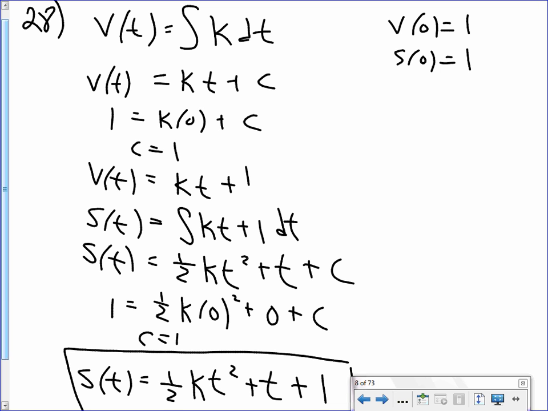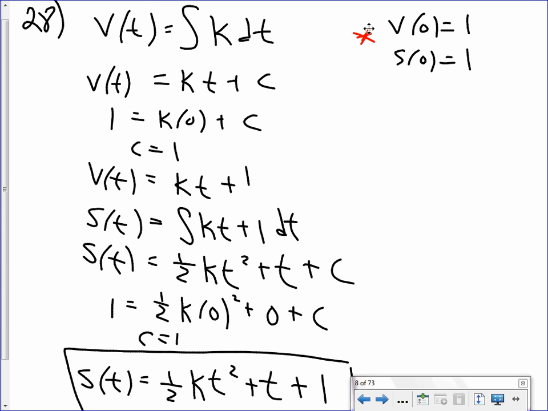Now, they told us that the velocity at time 0 is equal to 1, and the position at time 0 is equal to 1. Once you've integrated acceleration, you have your formula for velocity, you have your plus c, you have to use a point on the velocity graph to solve for c. We're plugging in 1 for the velocity, 0 for the time, and we solve for c, and it's 1. Now we know the velocity function, v of t equals kt plus 1. So when you integrate, you're going to have a plus c. You got to solve for c before you can go and integrate again.